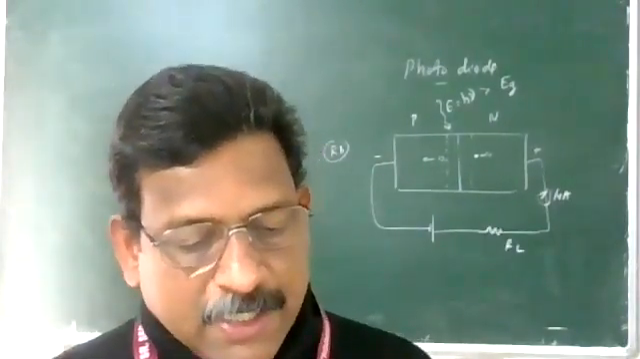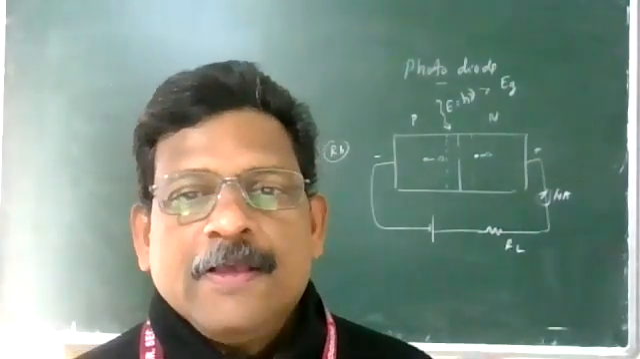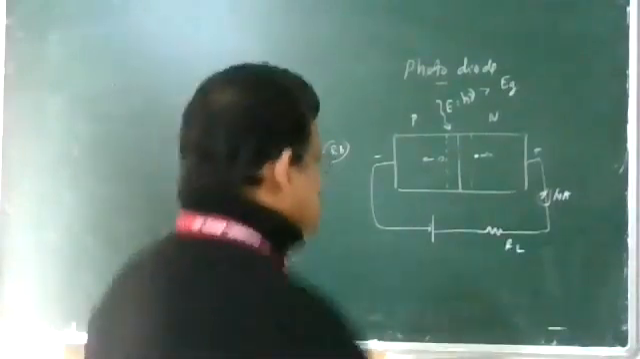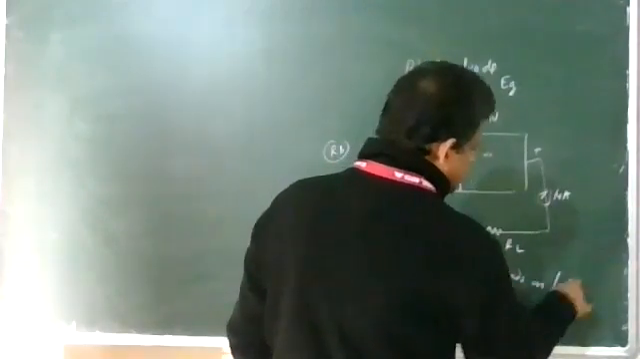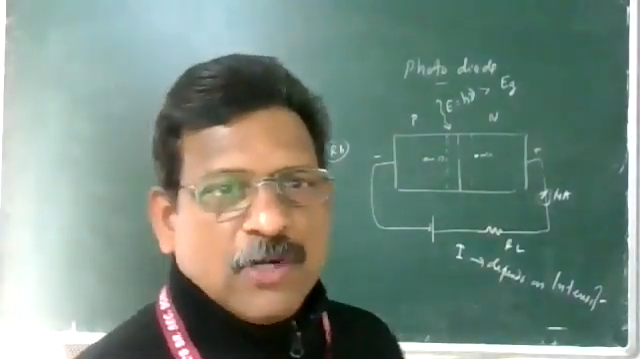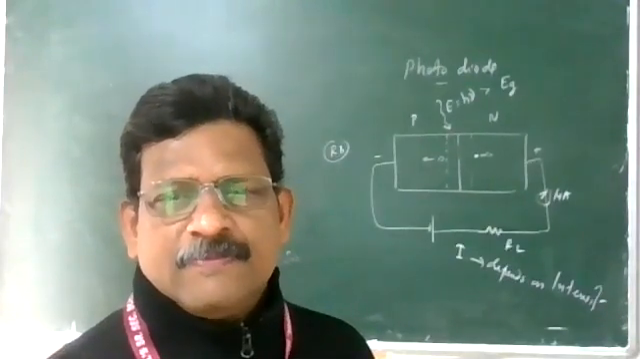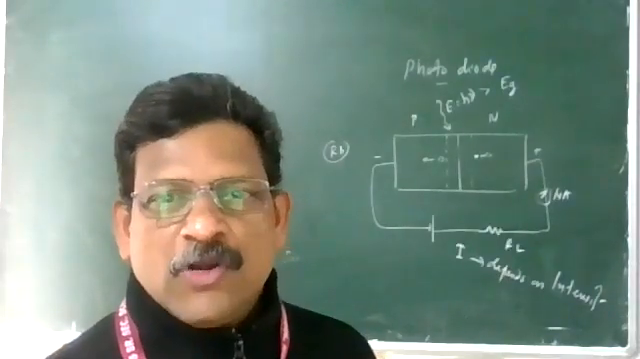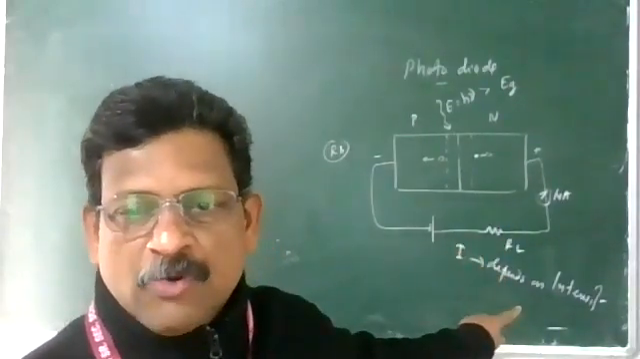So when an external load is connected, the current flows, and the magnitude of the photocurrent depends upon intensity. Up to what extent the current is flowing depends upon intensity. It is very similar to the photoelectric effect. Can you remember the variation of photoelectric current with intensity? Directly proportional. As intensity increases, photoelectric current also increases. Here also it is almost the same, so the current depends upon intensity.